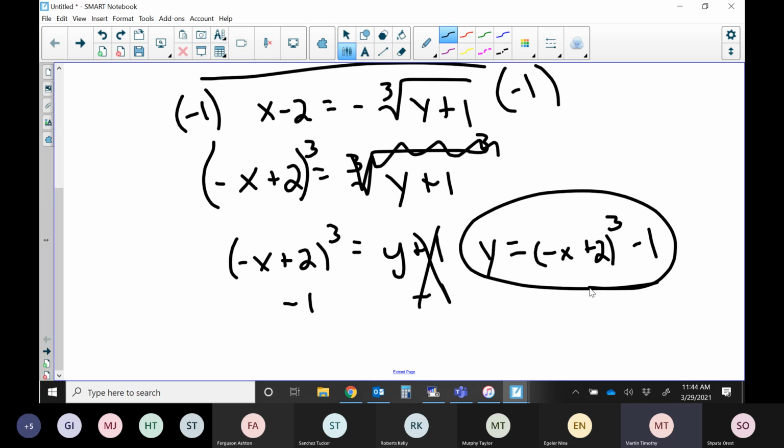And that's what you'll have for homework to practice tonight. Just getting the inverses. Any questions?